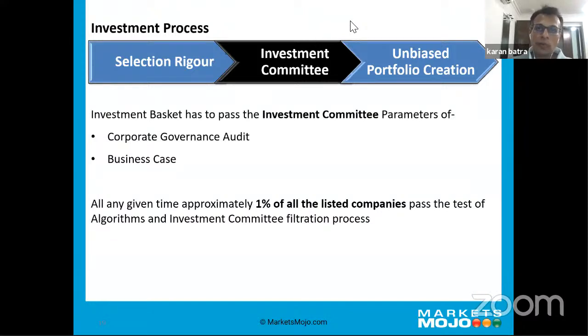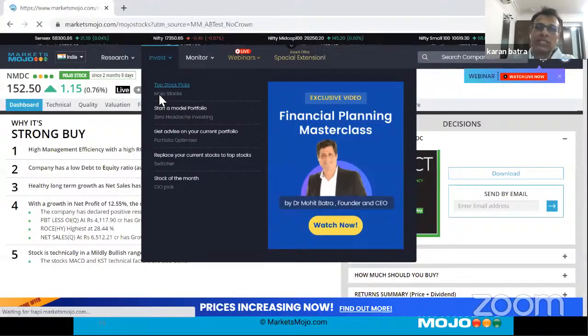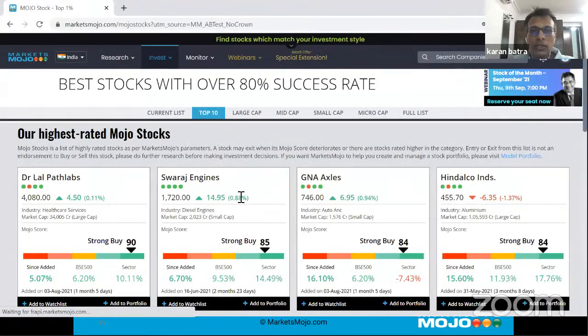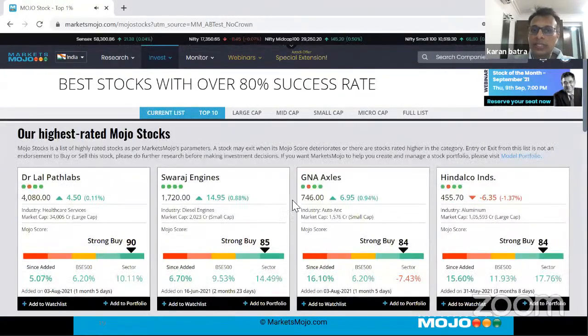From the Mojo stock pool of 40, 50 stocks, your model portfolio of 10, 15 stocks will be created. And the rest of the stocks you can still monitor in the Mojo stock section. So when you go to the Mojo stock section, in the current list, you can still see all the other stocks which may not be part of the model portfolio.